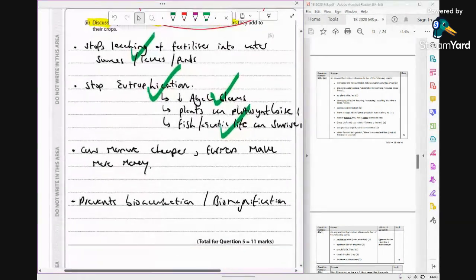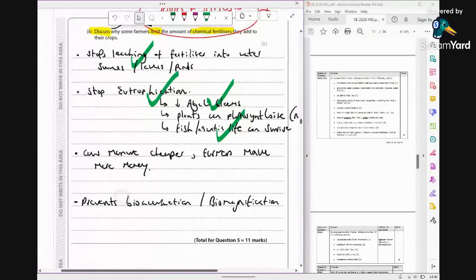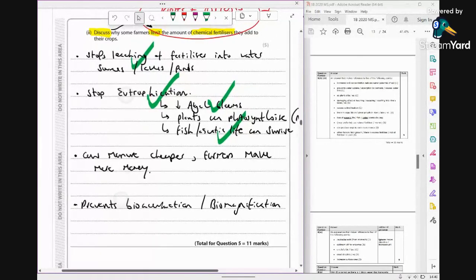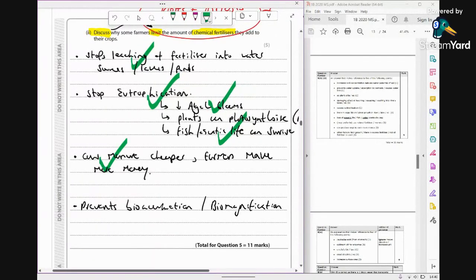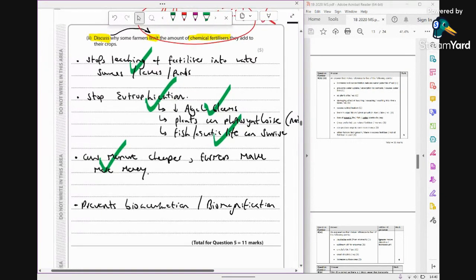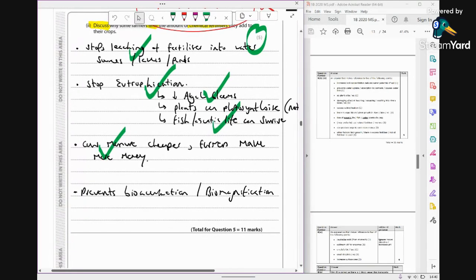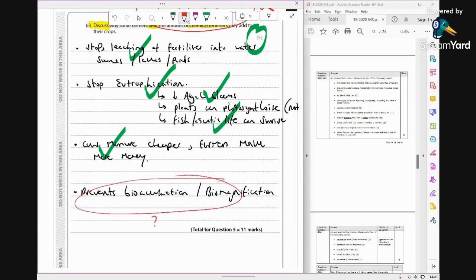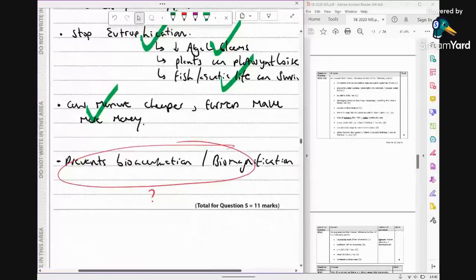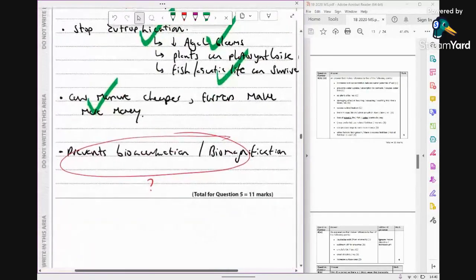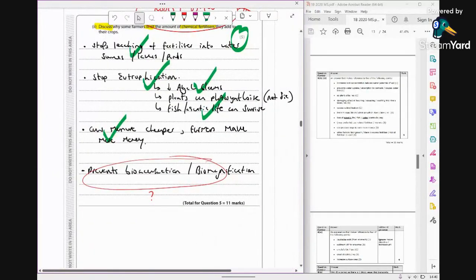Cow manure is cheaper. Can produce organic, natural fertilizer, absolutely. So I've got 5. Nice. I don't know about the can produce organic, earn more money. Oh, I see. Because you can make. Oh, okay. Yeah, I think that's that point. Bioaccumulation, magnification. Interesting. That's not on there. Huh. I guess because it impacts the farmers. I don't know. I think that should be a valid point, but oh well, we've got 5, so move on.